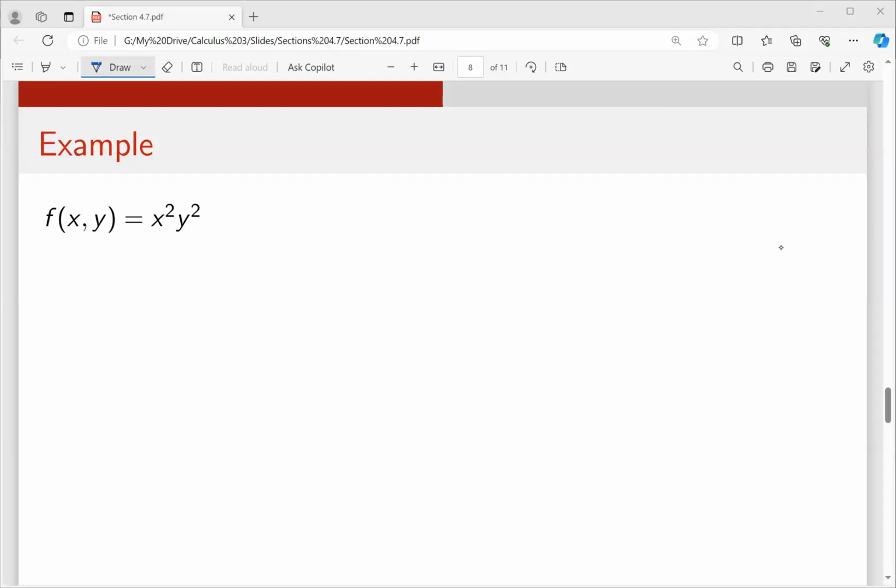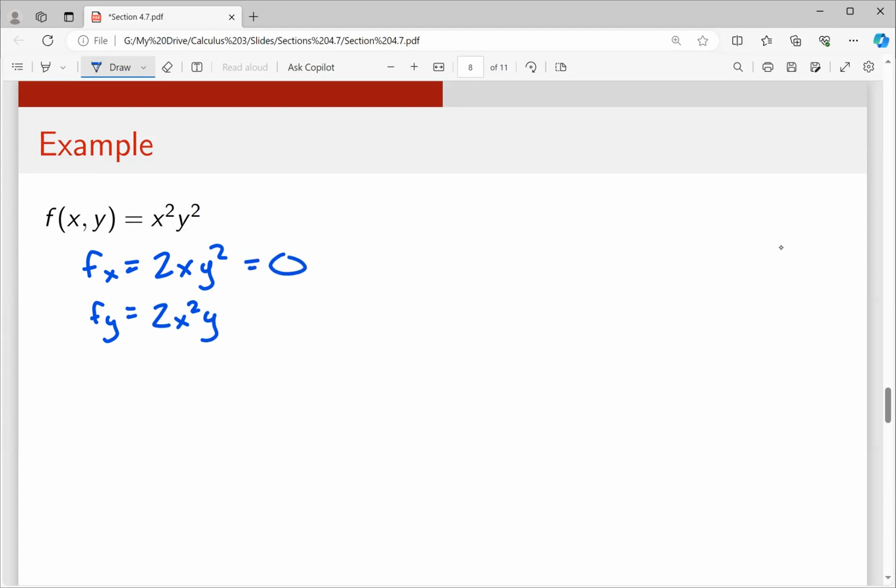Okay, let's try another example. So here I have a function that's equal to x squared y squared. Now this function might look simple on the outside, but let's check it out. So fx equals 2x y squared, and fy equals 2x squared y. I want to set them equal to 0.